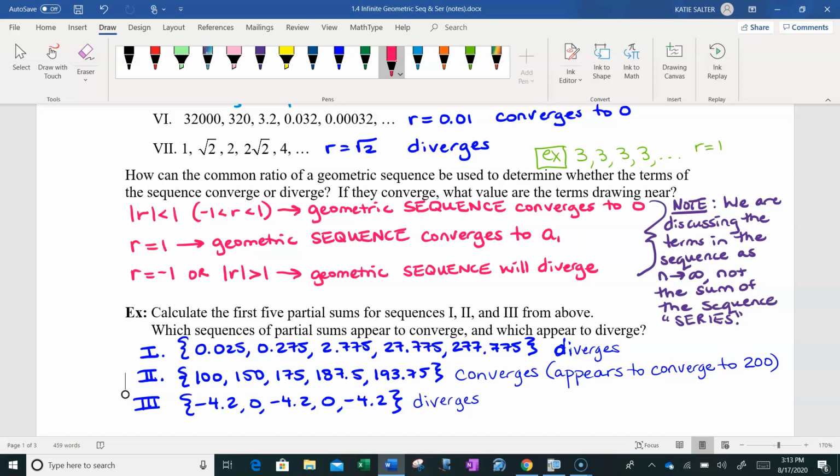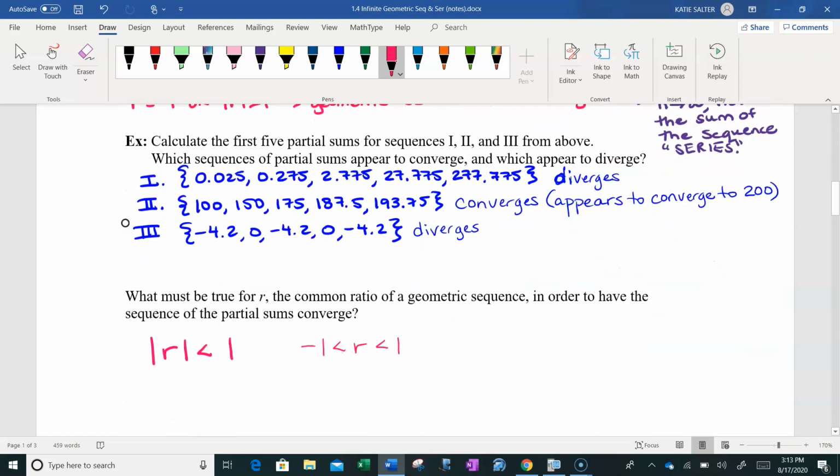So in order for the actual partial sums to converge, only this part can be true. Only the absolute value of r can be less than 1. And that's really, really important for these series that we're getting ready to get into.